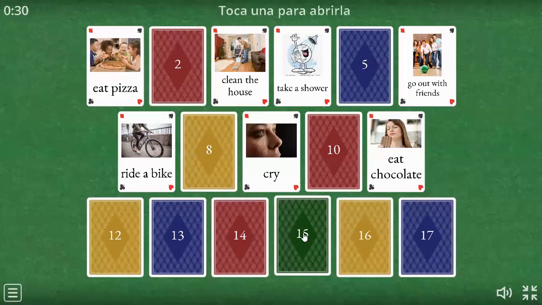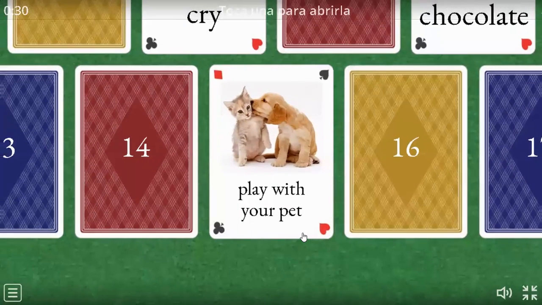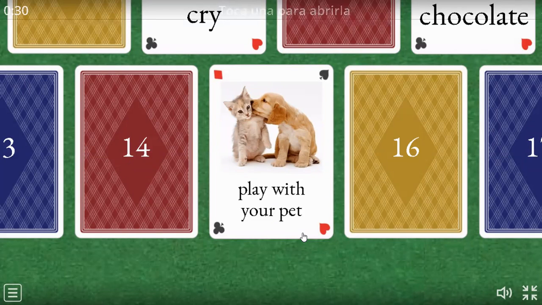15. Oh, look at this one. How often do you play with your pet? I play with my pet every day, 4 times a day. Nice. Or even more. That's great. What kind of pets do you have?